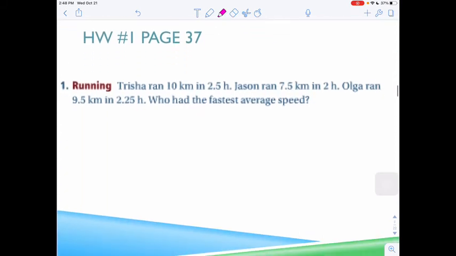And here is the first You Try. Trisha ran 10 kilometers in 2.5 hours. Jason ran 7.5 kilometers in 2 hours, and Olga ran 9.5 kilometers in 2.25 hours. Who had the fastest average speed? So you're trying to figure out who went the furthest in the least amount of time.